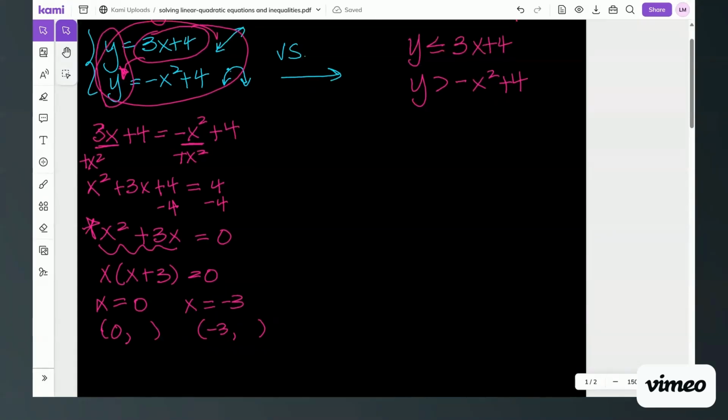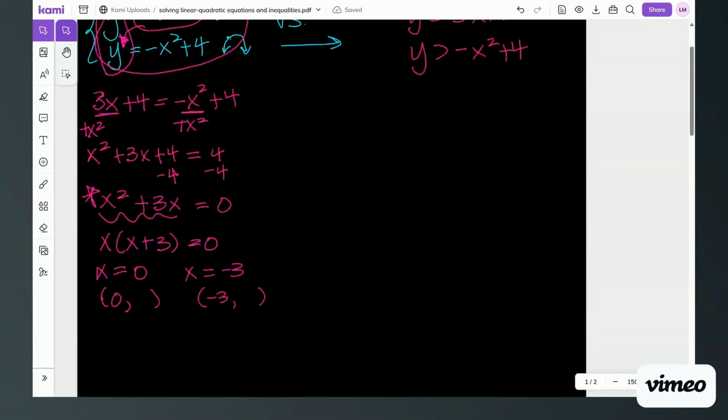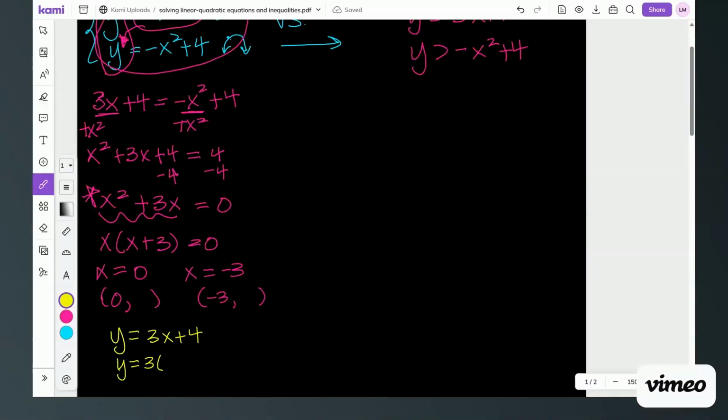So I'm going back to the top one, y equals 3x plus 4. And I'm going to plug in 0. And 0 plus 4 is 4. And then I'm going to plug in negative 3. So negative 9 plus 4 is negative 5. So those are the two intersection points.